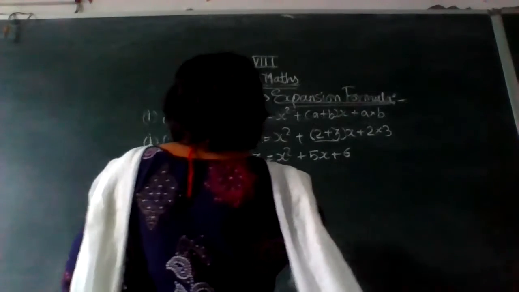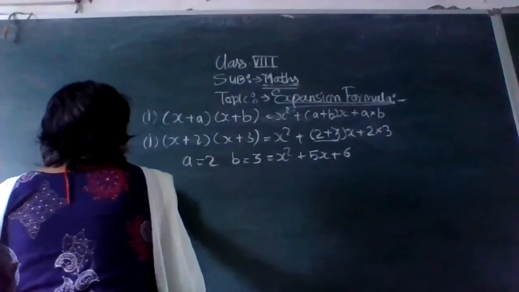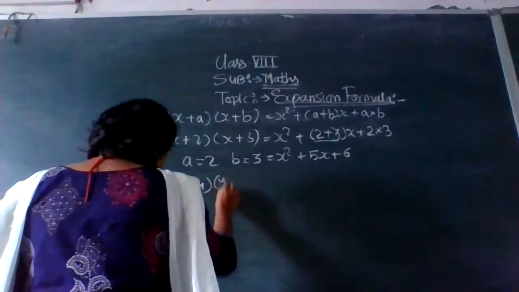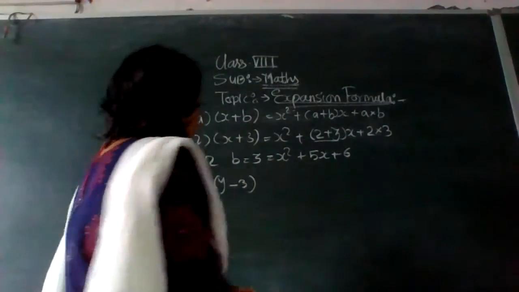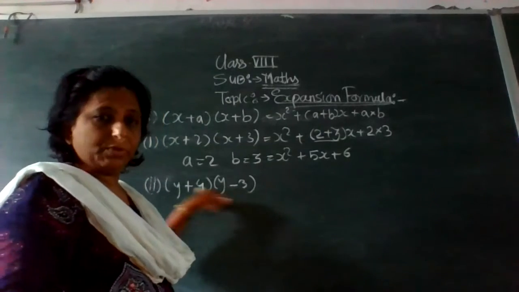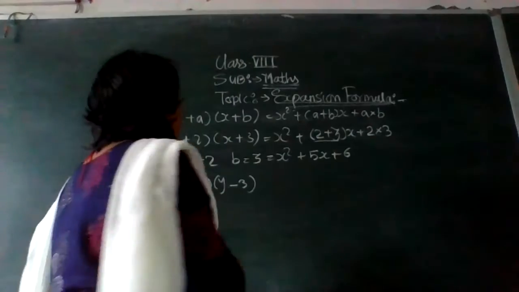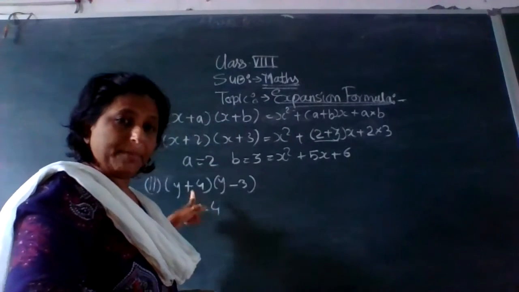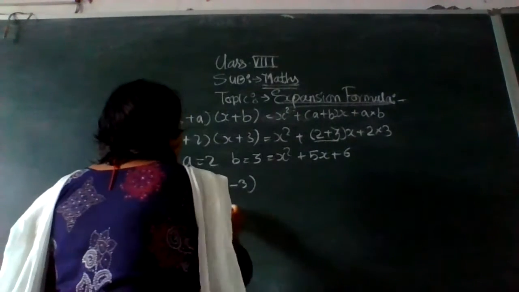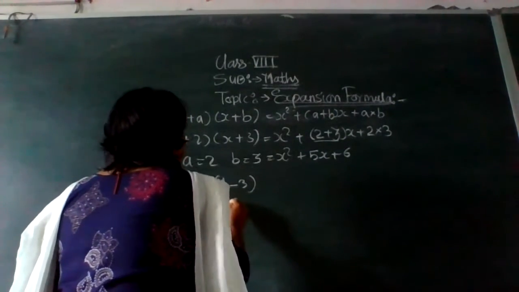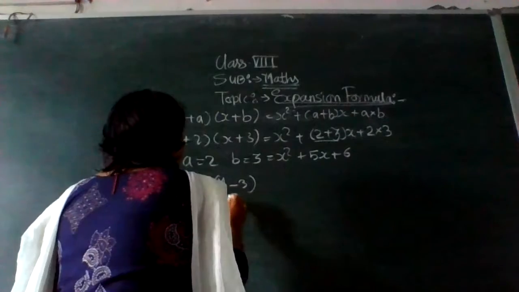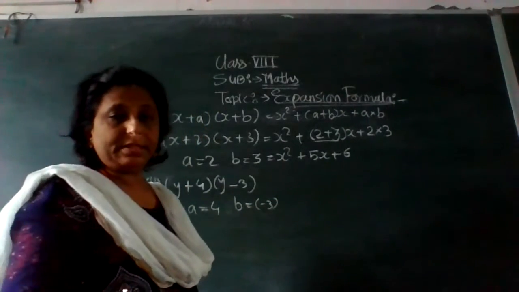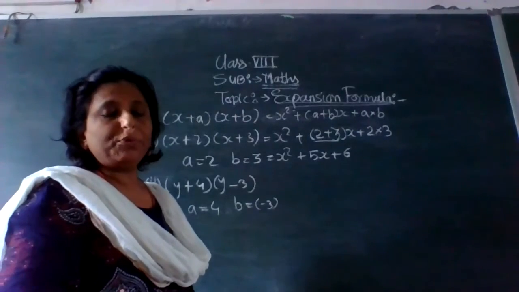Another example for this is (y + 4)(y - 3). Now here, one is negative and one is positive. Okay. So we go for the formula again. Here what is a? a is 4. And what is b? b is minus 3. So now we'll put these in the formula.